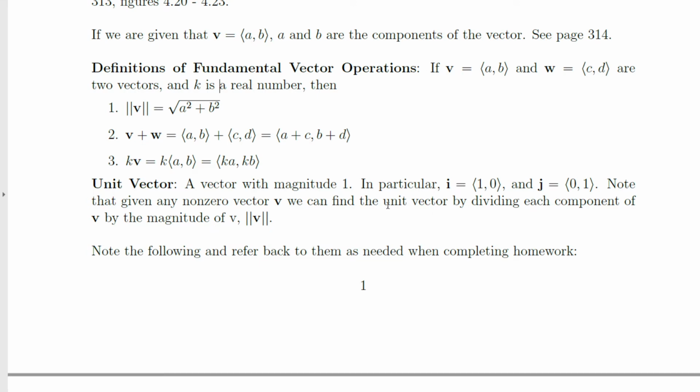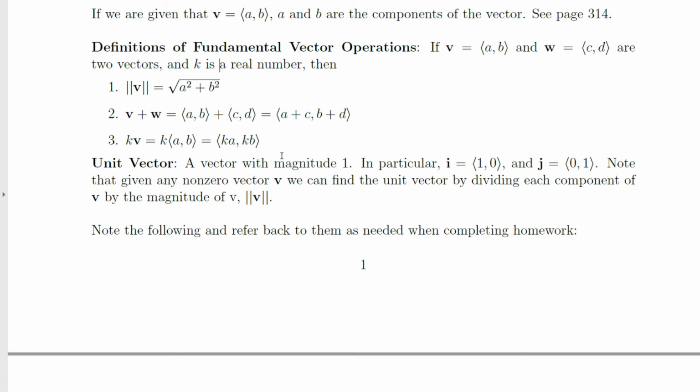If you're given any non-zero vector v, you can find the unit vector by dividing each component by the magnitude. We'll go through a couple of examples of this, and you'll see how that works. The math is actually pretty straightforward. This is a lot of new stuff maybe that you've never seen before, and I get that. How it actually practically works out is probably very familiar to many of you.